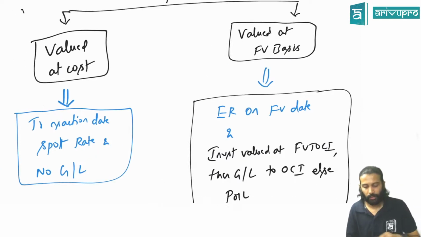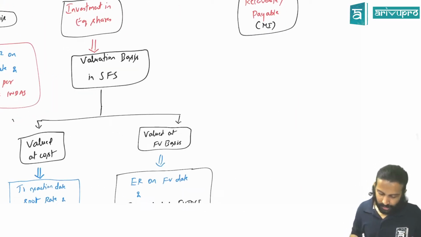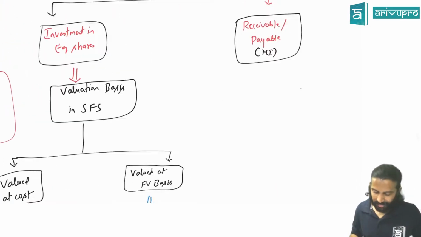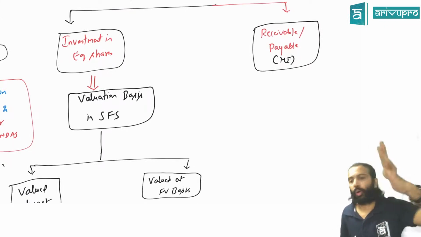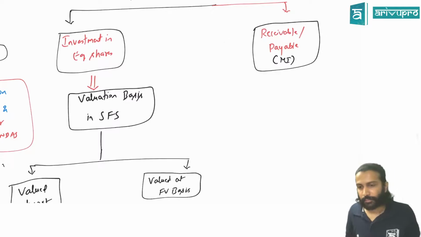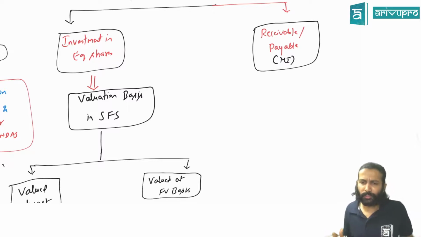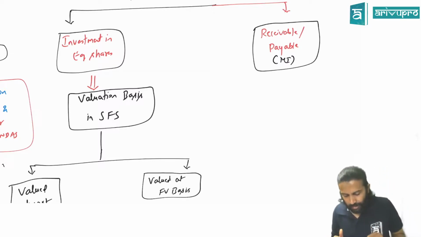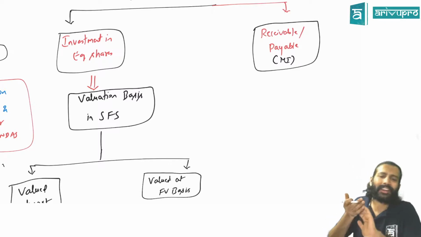Okay. Next, if it is a receivable payable transaction, what do you mean by receivable payable transaction? Let's say the parent has given a loan to the subsidiary. For the parent it is a receivable financial asset. For the subsidiary it is a payable. So this is receivable payable, which means they will get netted off. The problem here is receivable and payable will get netted off.